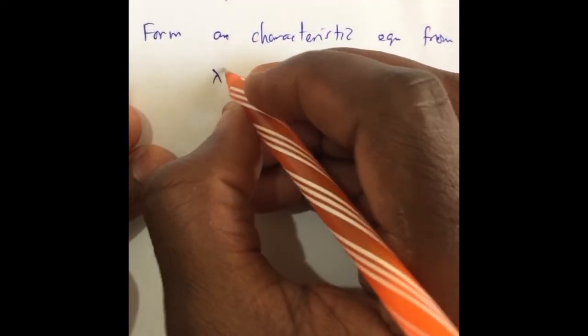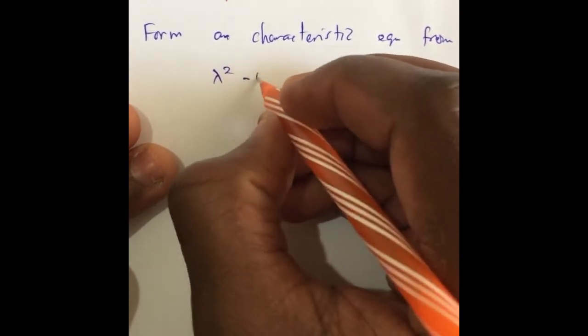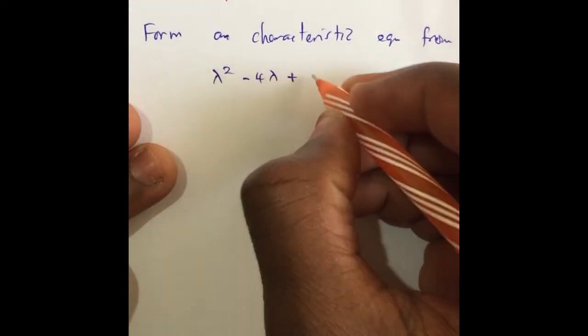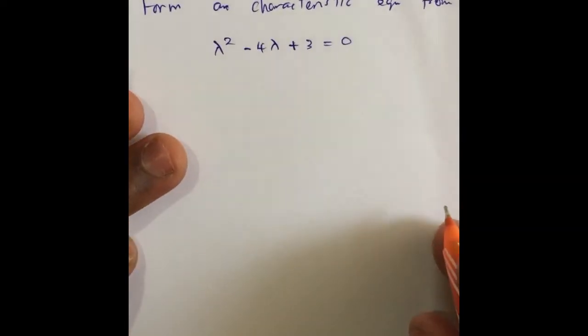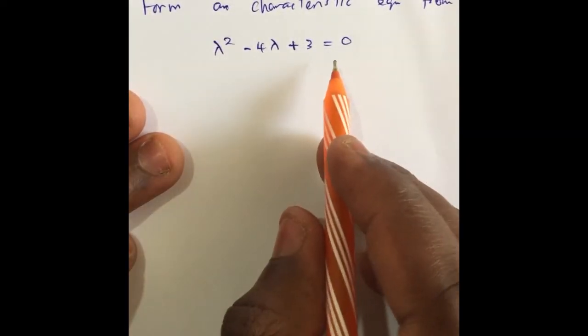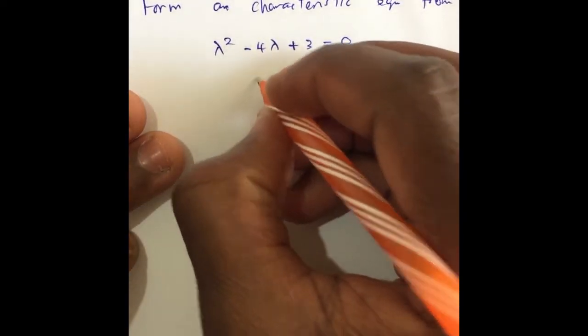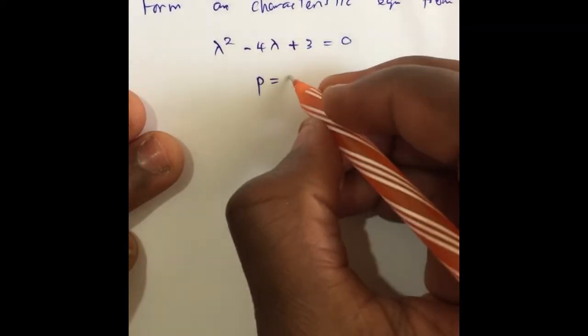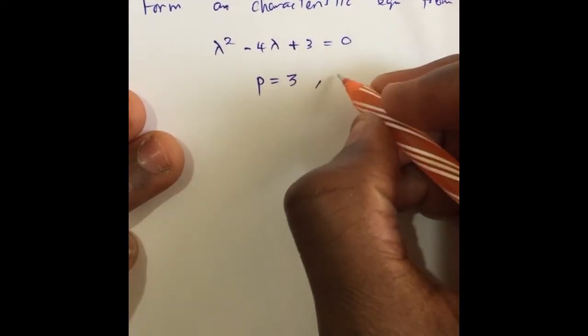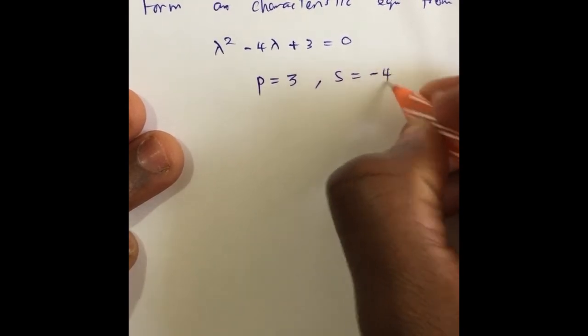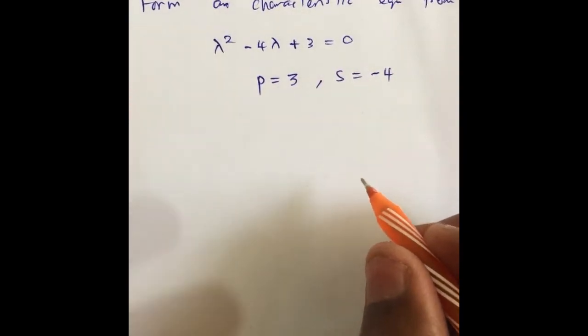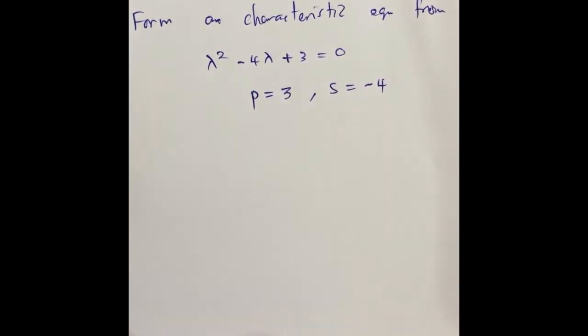That will be lambda squared minus 4 lambda plus 3 equals 0. So the easiest way of solving this is to ask yourself which two numbers have a product of 3 and a sum of -4. I would advise you to pause the video for a while and figure that out.